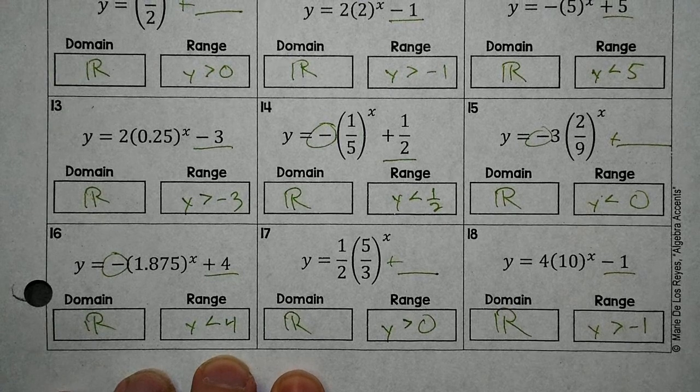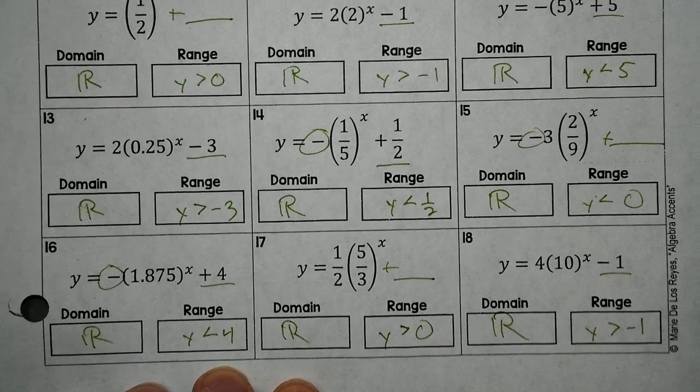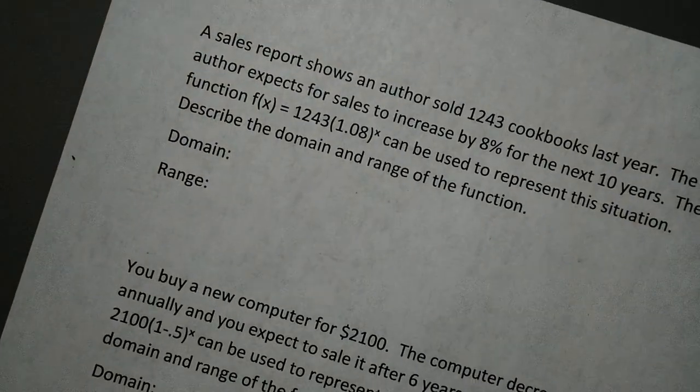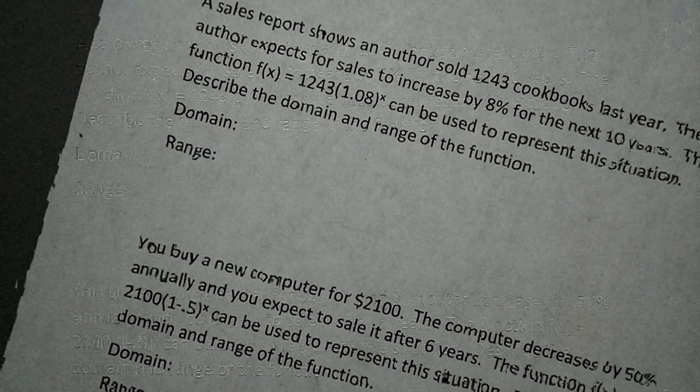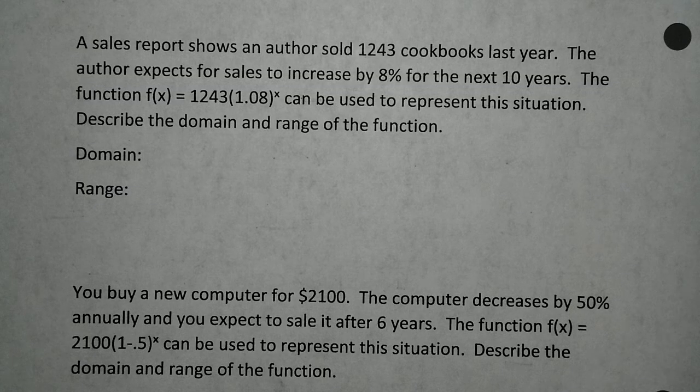All right, now we're going to look at a few word problems on the back. Okay, the first one says, a sales report shows the author sold 1,243 cookbooks last year. Author expects for sales to increase by 8% over the next 10 years. The function f of x equals 1243, parentheses 1.08 to the x power, can be used to represent this situation. Describe the domain and the range of the function.